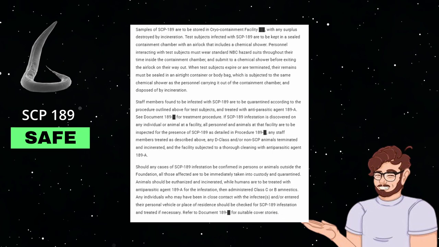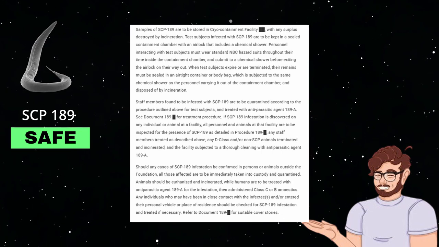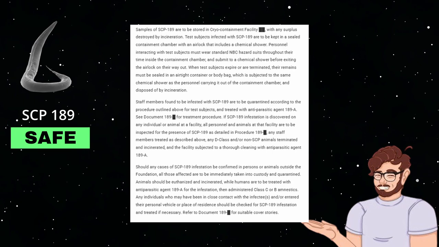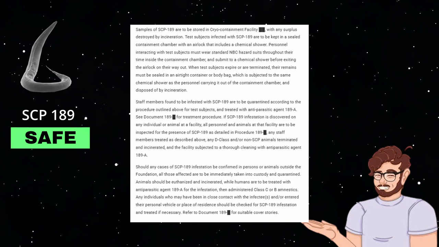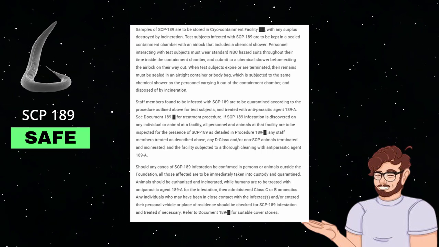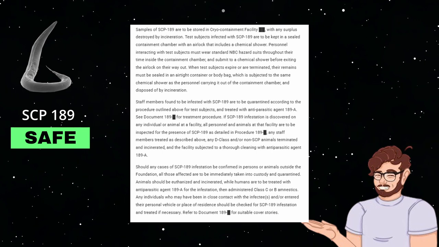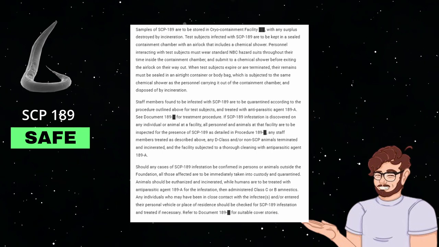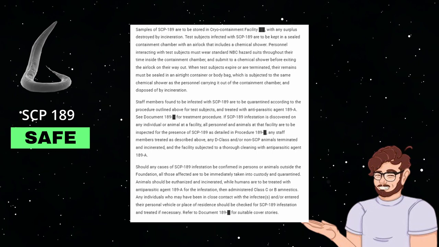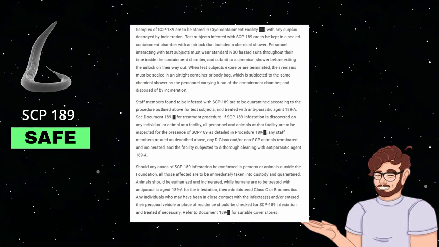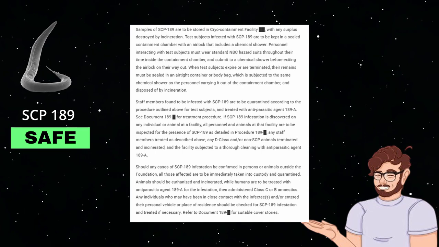If 189 infestation is discovered on any individual animal at the facility, all personnel and animals at the facility are to be inspected for the presence of 189, as detailed in Procedure 189. Any staff members are treated as described above, any D-class and/or non-SCP animals terminated and incinerated, and the facility subject to a thorough cleaning with anti-parasitic agent 189A.